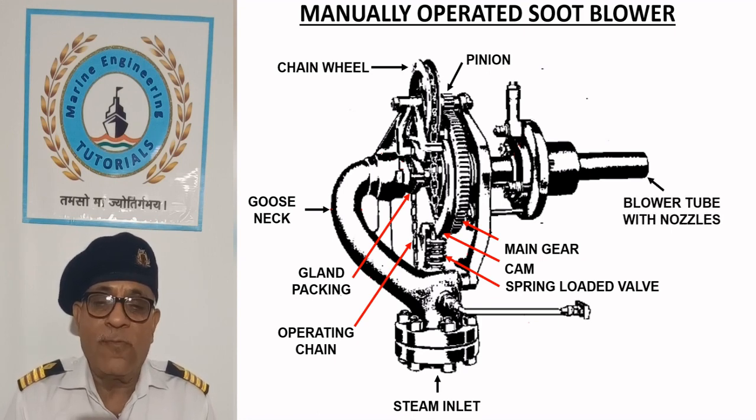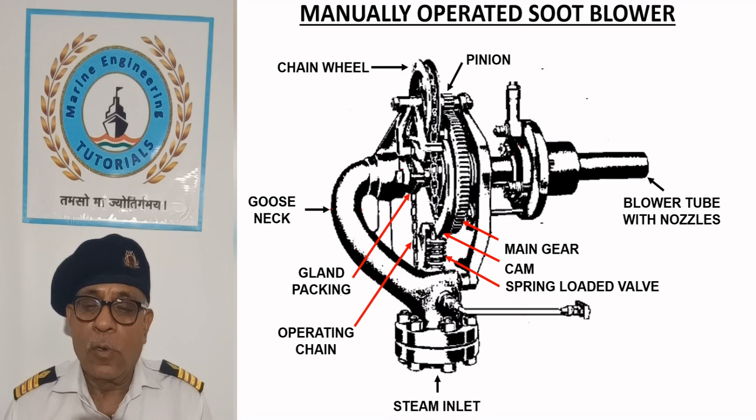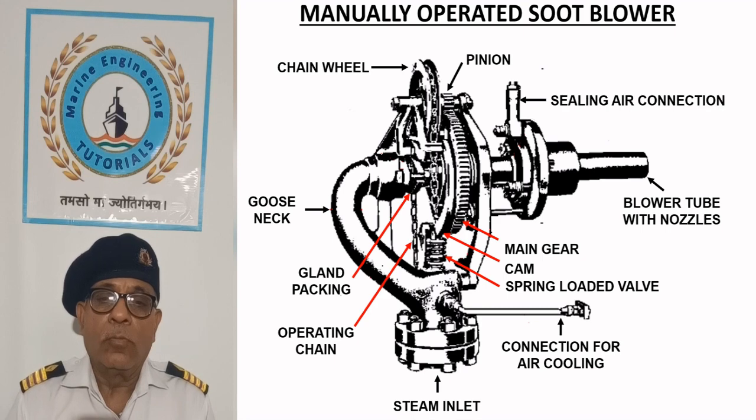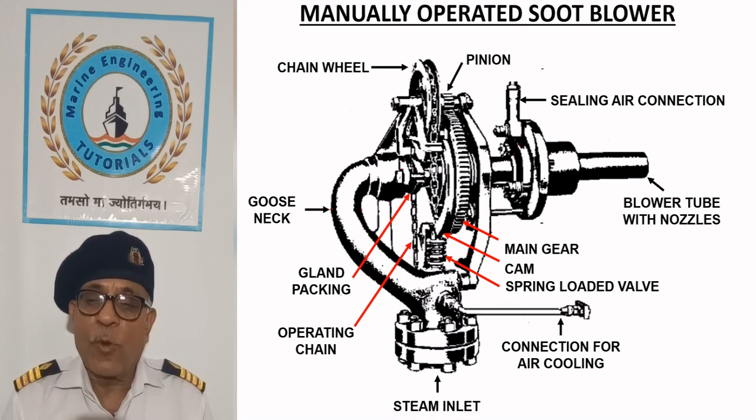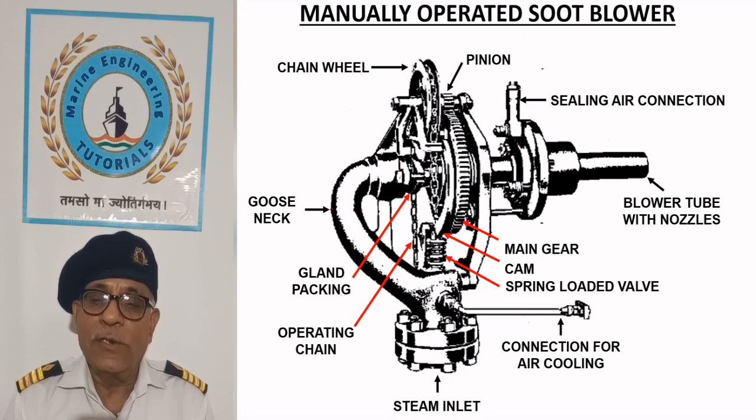Head assembly consists of a heat-resistant steel tube to which one or more nozzles are attached. Air connections are provided for cooling the soot blower and sealing, for preventing the deposition of soot. The soot blower also consists of manually operated steam inlet and drain valves. After the completion of the soot blowing cycle, the drain valve is left open until the next cycle.